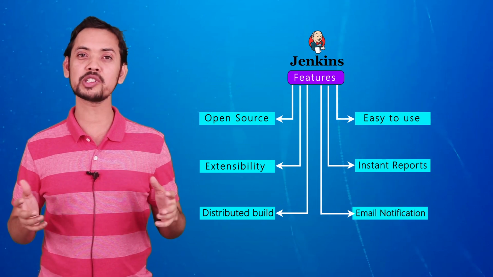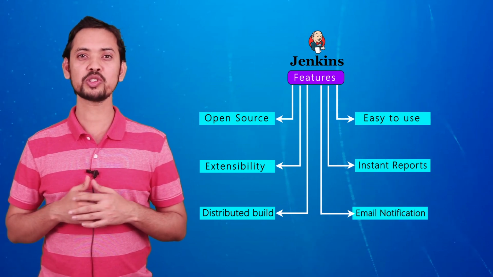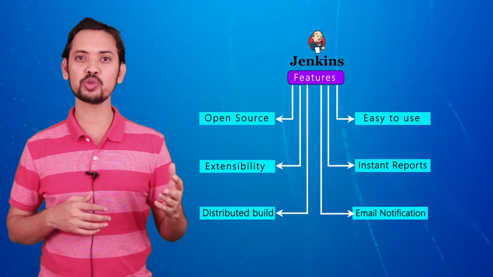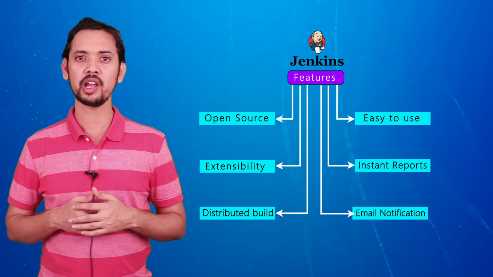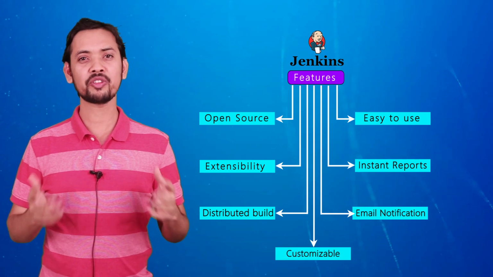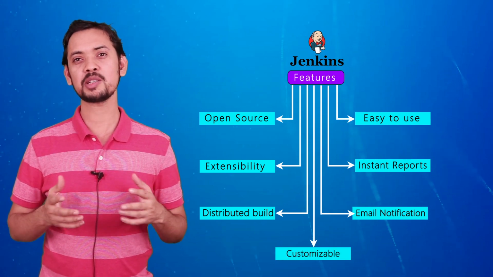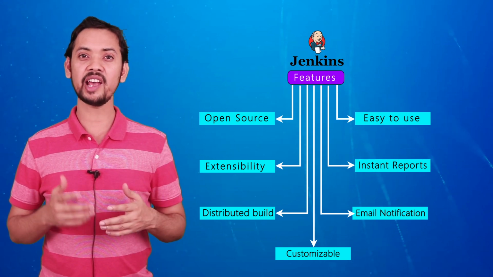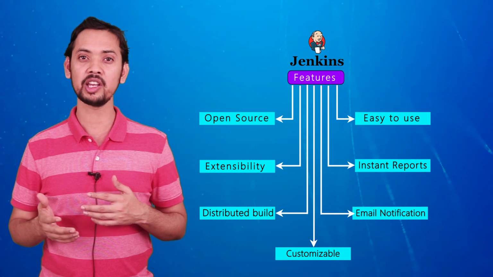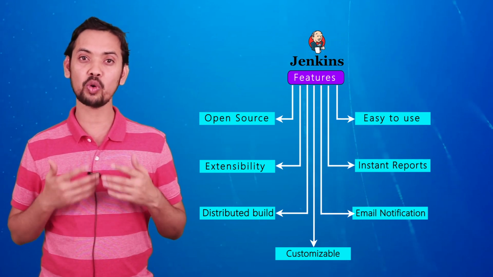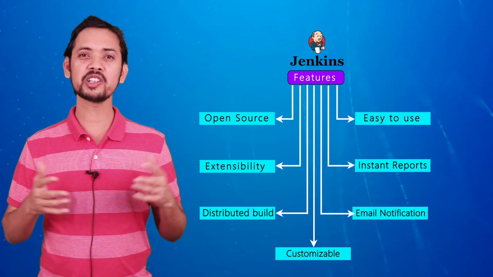It has a very robust email notification system. So suppose the build fails, then it can immediately trigger emails to various stakeholders so that they can take corrective action as soon as possible. Most of all, Jenkins can be customized according to your need, your project's need, and as an individual, whatever you like, you can customize a dashboard according to your own preference. So all these are the features that make Jenkins great to work with.